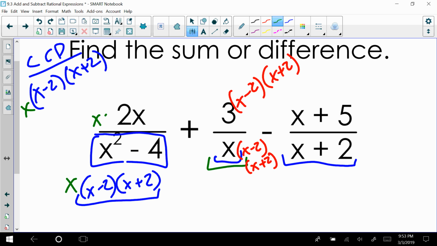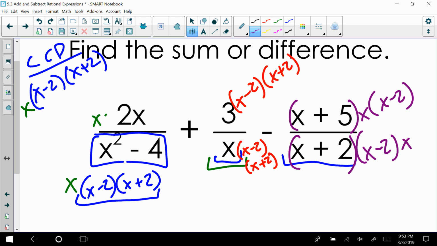Okay, what's the last one over here missing? Well, I have x plus 2, I need an x minus 2, and I need an x. Well, that means I need an x and an x minus 2 up here. And don't forget that this x plus 5 is in parentheses.